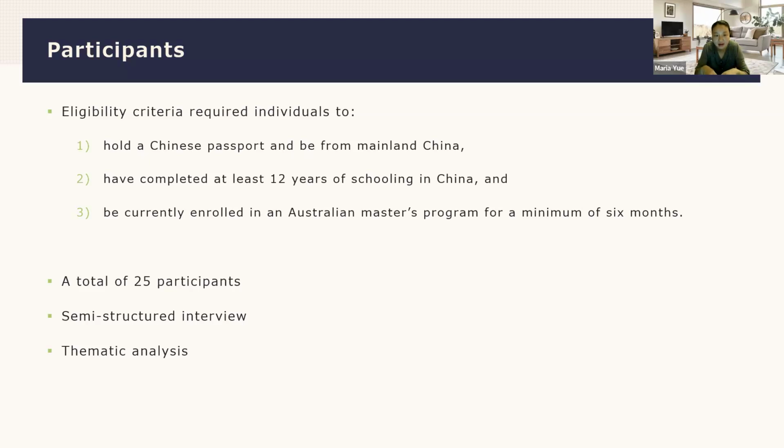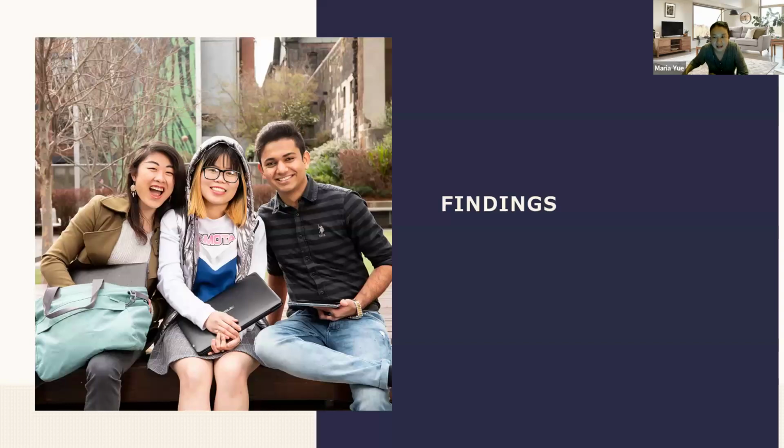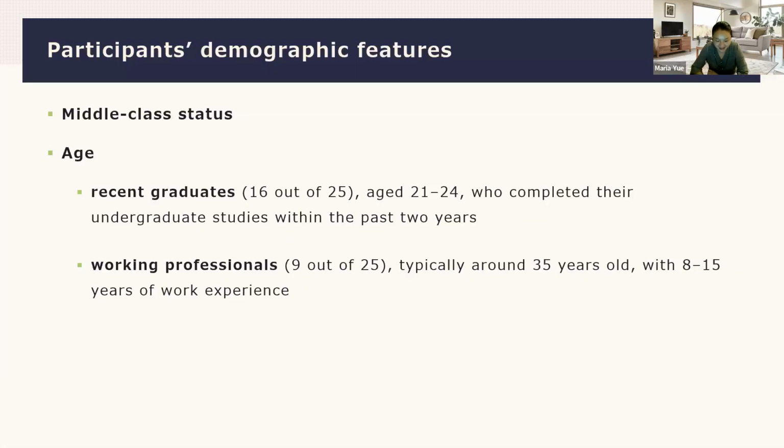Yeah, and also I use thematic analysis method to analyze my data. Okay, so let's look at the findings. This study first examines participants' family background, which provides insight into socioeconomic positioning through education, occupation, and material resources. According to Chinese middle class criteria, I find that most participants, 21 out of 25, meet these standards.